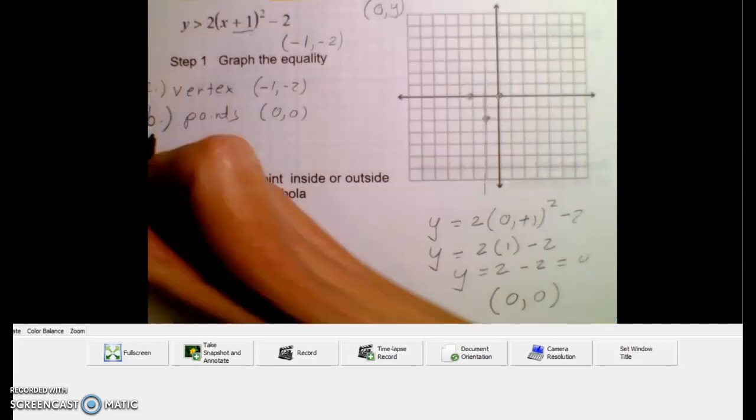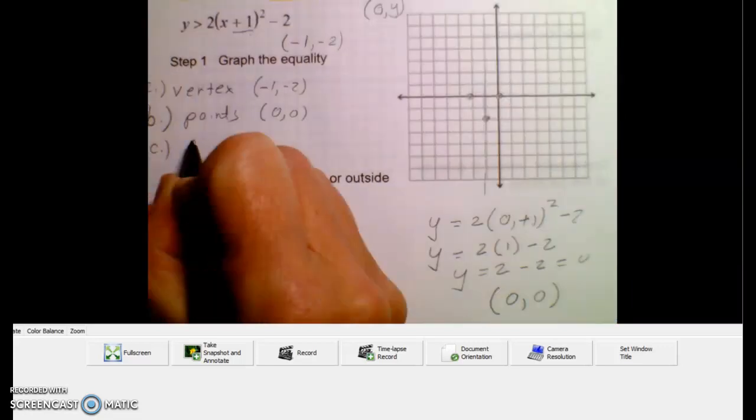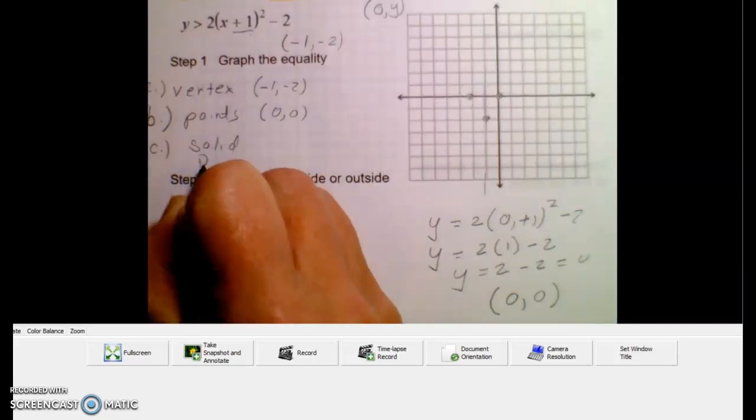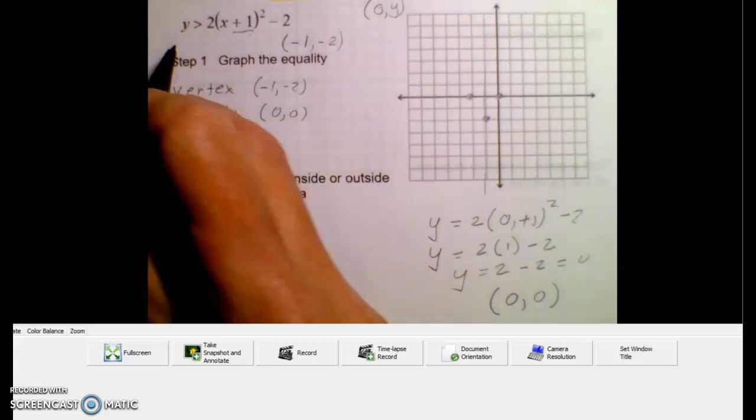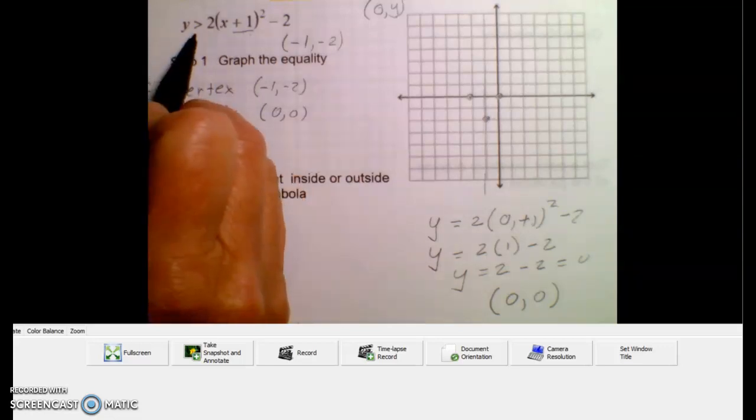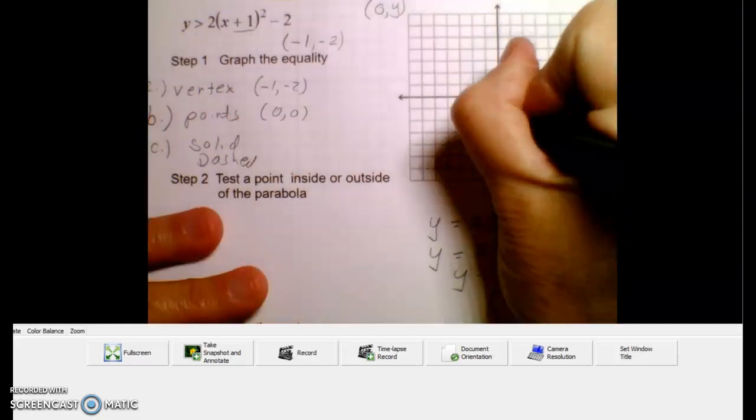All right, so now we just need to decide solid or dashed. So I come up here and I look up, it's just a greater than. So there's no line underneath it. Therefore, I need to make a dashed line.